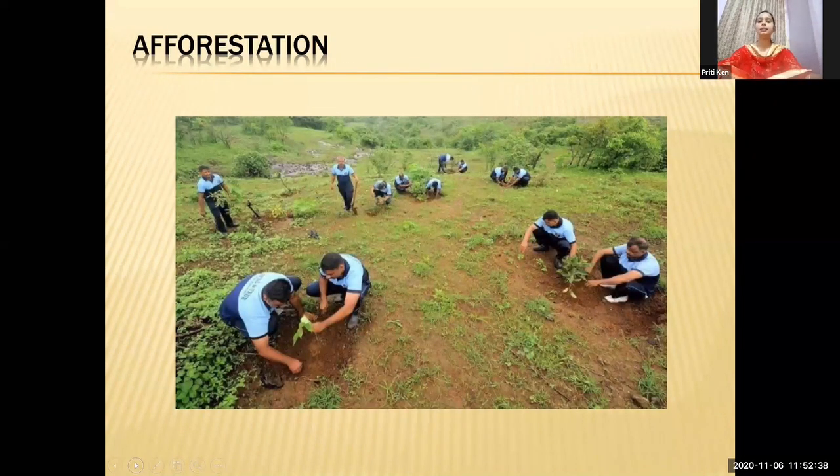Now in detail we'll study what is afforestation. As you can see in this picture, all the people are growing plants in the ground. Yes, they are planting trees, and planting trees is very important for soil conservation. So we should plant more and more trees. Planting of trees will make the soil particles bind together on the earth, and it will not get eroded by any means, that is wind, water or heavy rainfall.